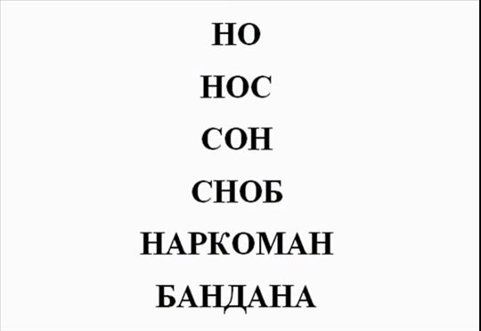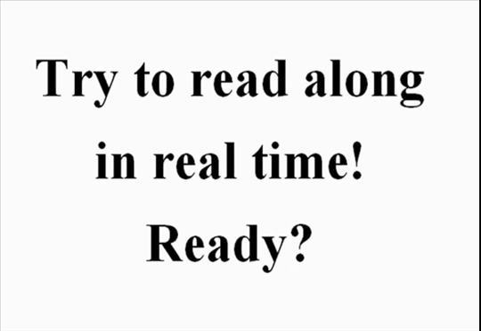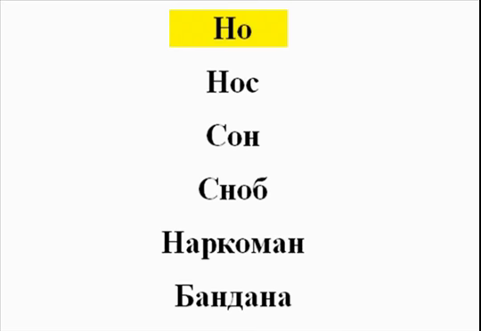They're written here all in capital letters. In the next two slides, they'll be written just with the first letter capitalized. No is but. Nos is your nose. Son is a dream or sleep. Snob is a snob. Narcoman is a drug user. And bandana is a bandana. No, nos, son, snob, narcoman, bandana.